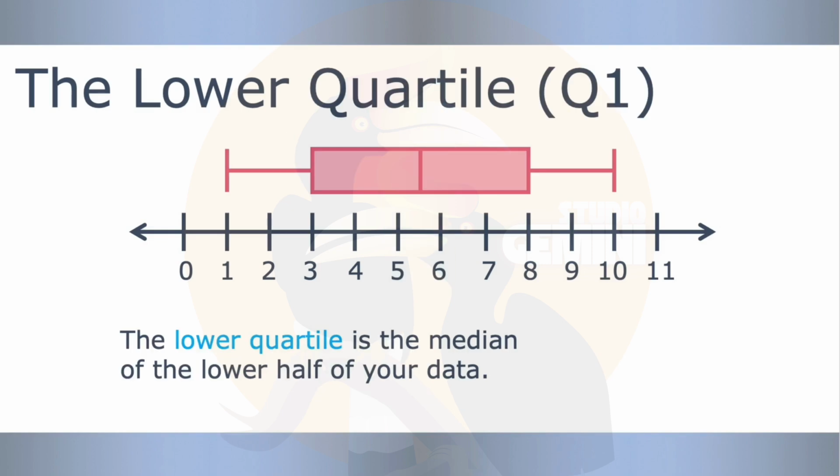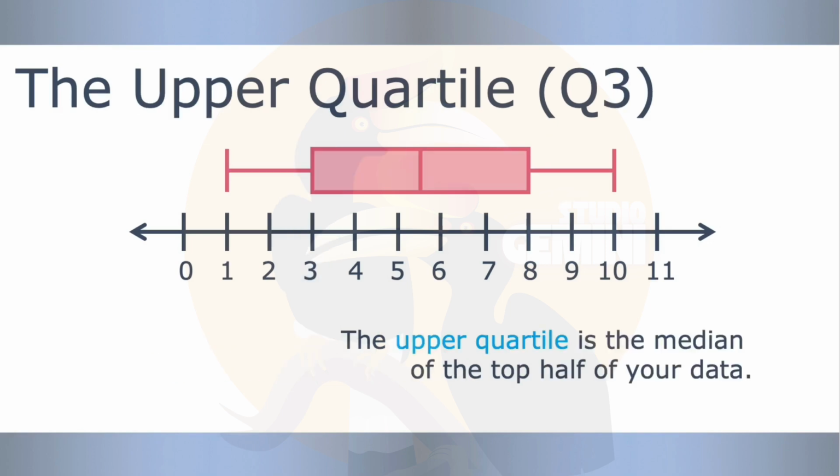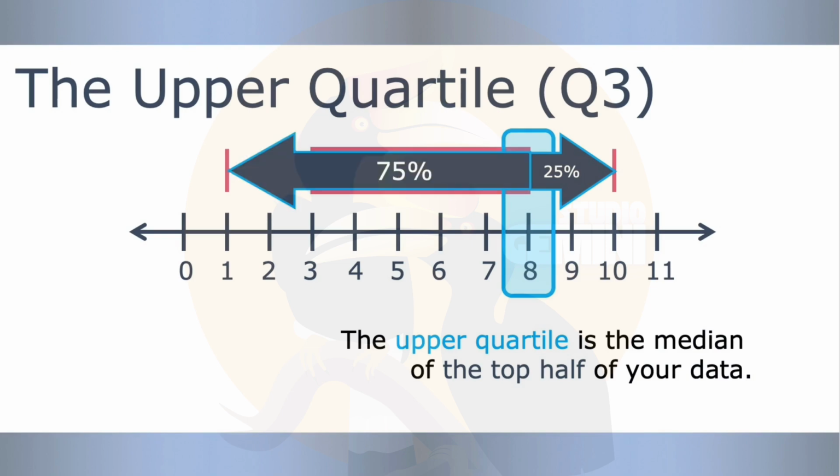The lower quartile, often called Q1, is the median of the lower half of your data. That means 1/4 or 25% of the data is below this value, and 75% of the data is above this value. The upper quartile, often called Q3, is the median of the upper half of your data. That means 1/4 or 25% of the data is above this value, and 75% of the data is below.